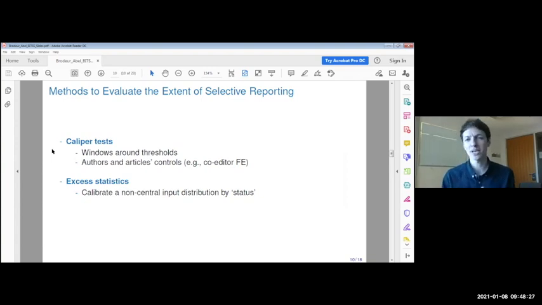I'm going to show you quickly Caliper Tests. Caliper Test is not great. There's tons of problems with it, but you can control for co-editor fixed effects. You can control for authors and articles characteristics. So that's interesting for that, but it has some problems. We also do excess statistics. We also do calibration. We do tons of different things in the paper, but let me focus on Caliper Tests.